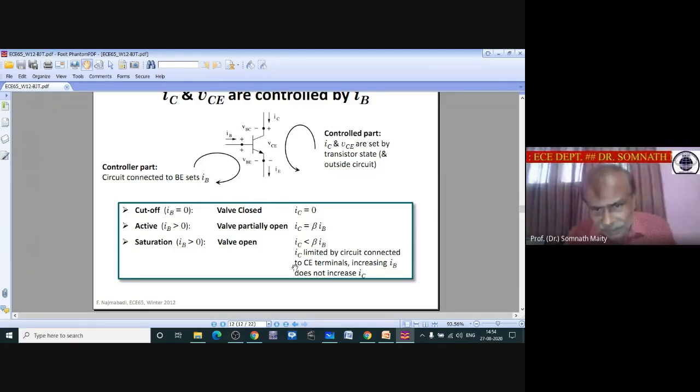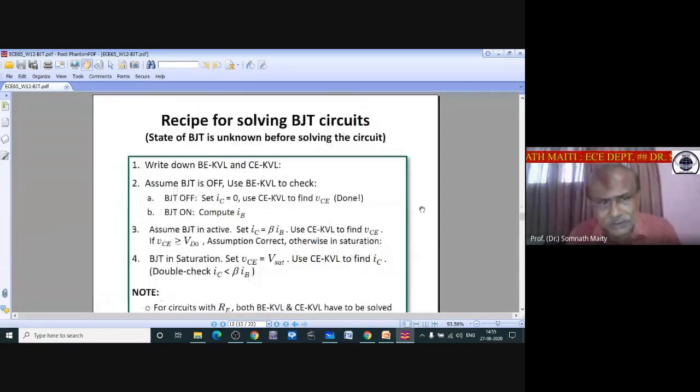And you have to remember these facts. In cutoff, IC equals 0. In active region, you can consider IC equals beta IB. And in saturation, IC should be less than beta IB. Okay, so these are important for working out certain problems. I will show you.